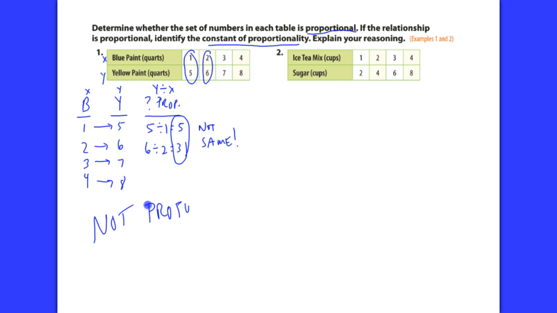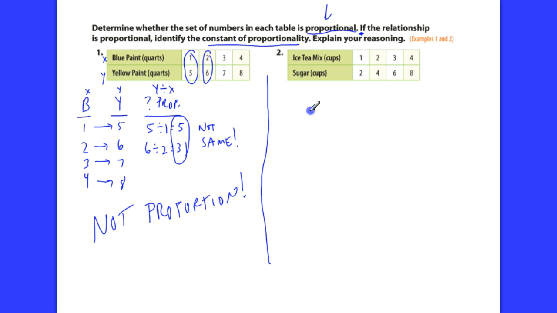And you're done with that because look what the question says. It says, is it a proportion? If it is a proportion, then find the constant of proportionality. But explaining our reasoning, we've explained it right here in the work, so we don't have to write more about that. That's really the answer to number 1. That's all you really have to do.